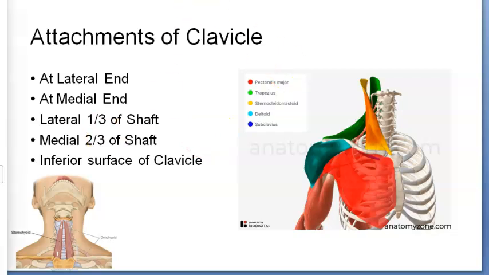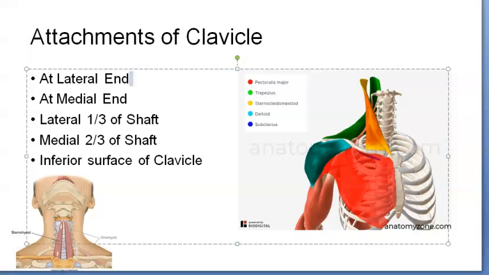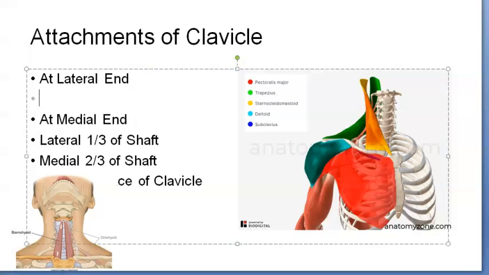So what can be attached to a bone? Ligaments, muscles, right? So here at the lateral end, what do you think is attached? Yeah, so you mentioned the same thing, okay? Acromioclavicular joint is there. So here at the lateral end, the margin of the articular surface gives attachment to the joint capsule. Okay, so let me write that here.